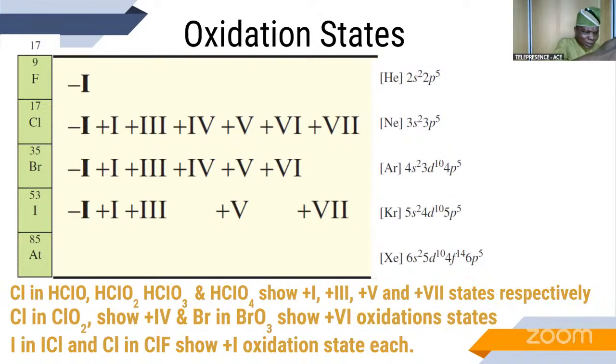Now, if you look at group 17, fluorine is the most electronegative, and electronegativity decreases down the group. Since it's the most electronegative element, it always shows -1 oxidation state only. It does not exhibit any positive oxidation state.